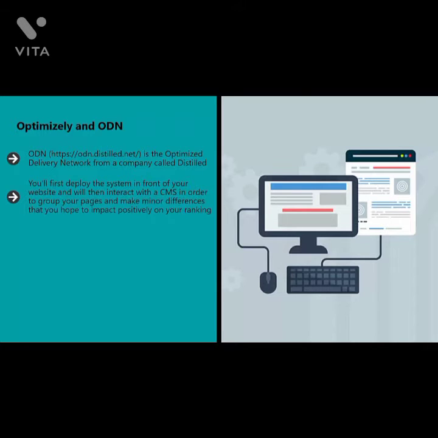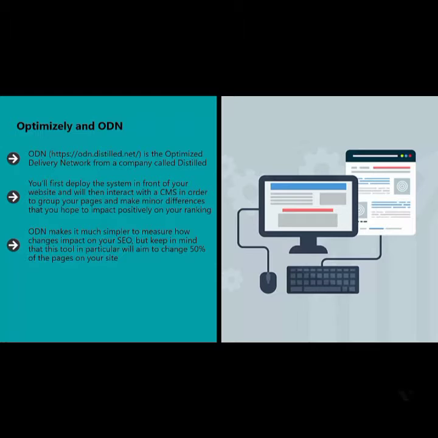You'll first deploy the system in front of your website and will then interact with the CMS in order to group your pages and make minor differences that you hope to impact positively on your ranking. ODN makes it much simpler to measure how changes impact on your SEO, but keep in mind that this tool in particular will aim to change 50% of the pages on your site. As we have discussed previously, this might actually be a little more than is optimal for most applications.